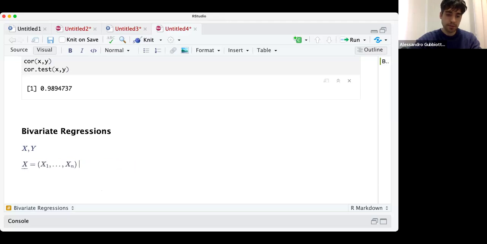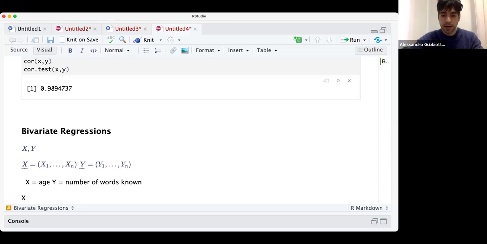And we have also another variable. So if we want to give a linguistic example, I don't know, x can be like the age of the informant, and y can be like the number of words known.